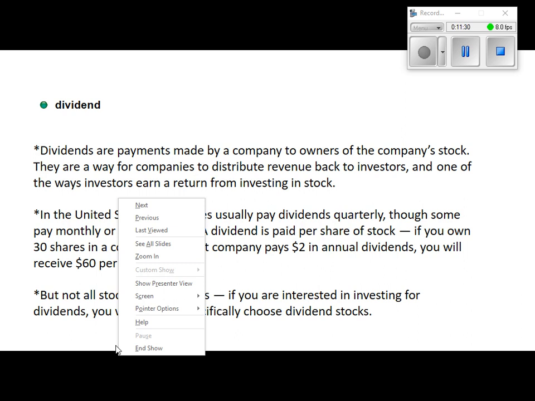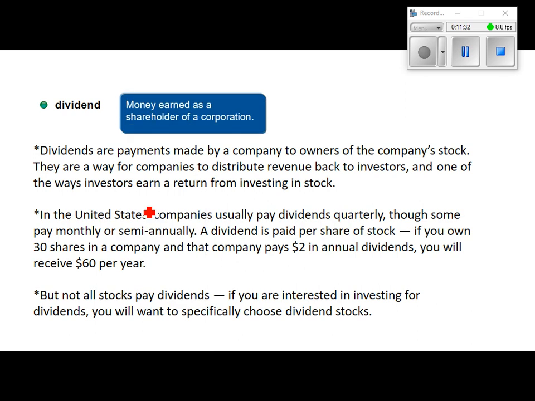A dividend, the other important thing, is money earned as a shareholder of a corporation. Dividends are payments made by a company to the owners of the stock of that company. They're a way for a company to distribute revenue back to investors. When the company's doing well, they try to distribute that back to the investors, and then hopefully the investors will put more money into the company.